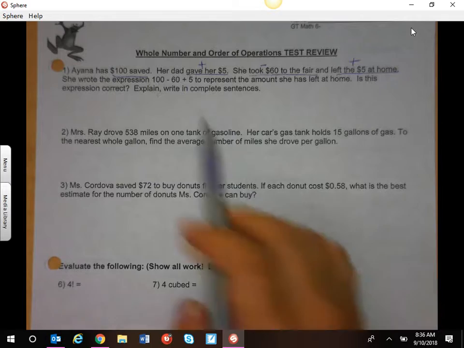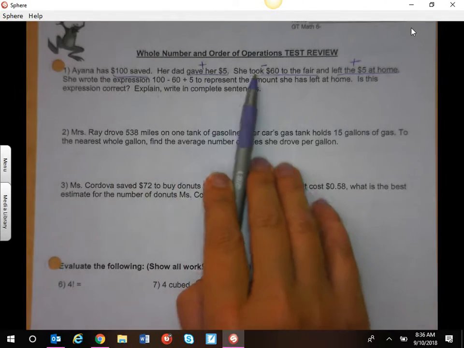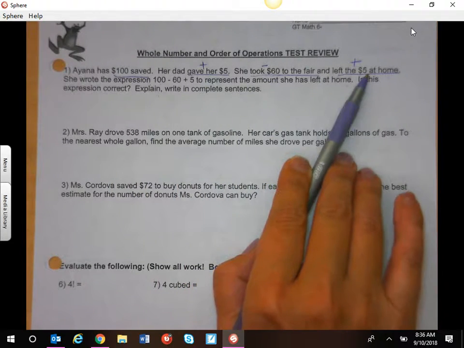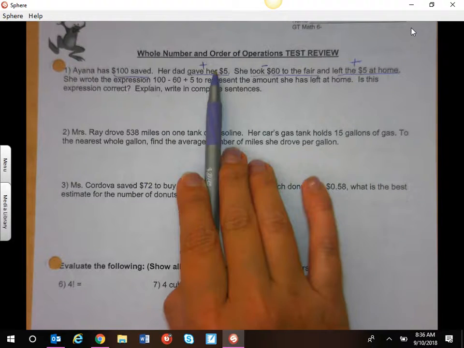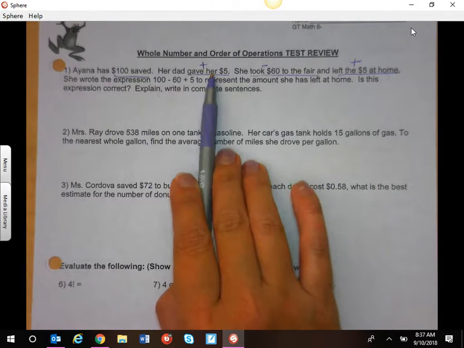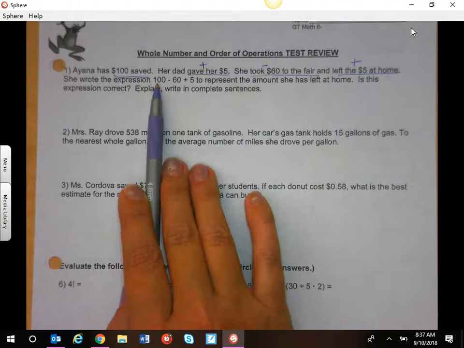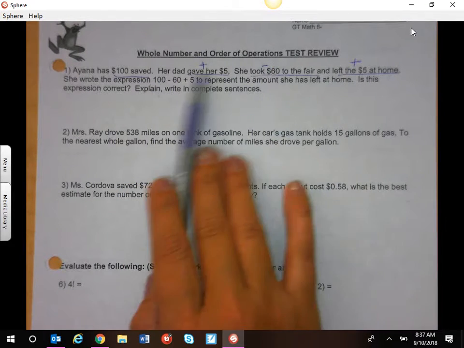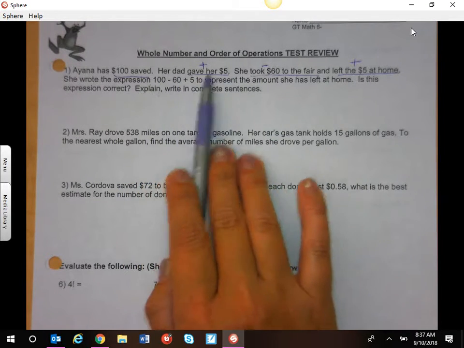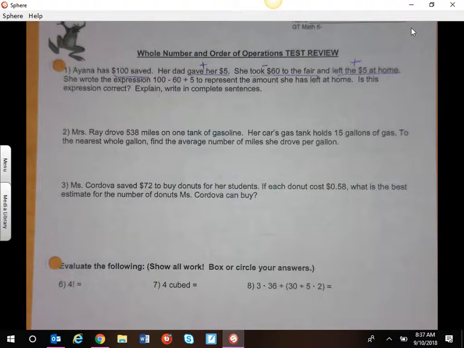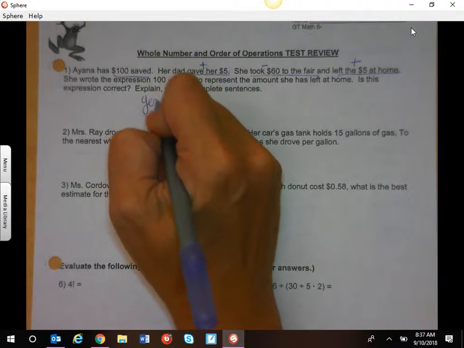Ayana has $100 saved. Her dad gave her $5, and she took $60 to the fair. She left the $5 at home. So this 5 is representing this 5 that her dad gave her. She wrote 100 minus 60. Well, she took 60. That's taking it with her. Plus the 5 she left at home. Is this expression correct? Well, yes, it is.